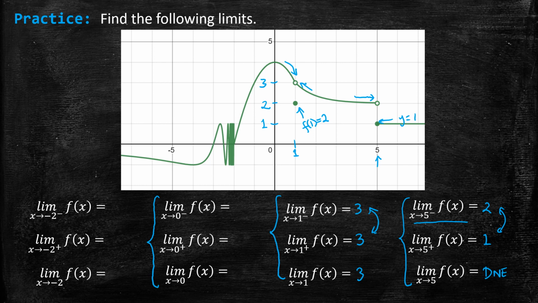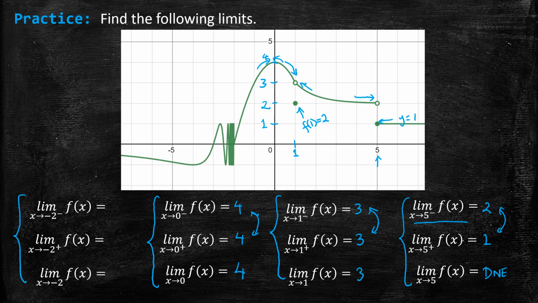Next, 0. So at x equals 0, approaching from the left, we're coming up the curve here. It's clear, there's no doubt about it, that we're approaching 4. From the right, we're also approaching 4. The function has no hole or gaps or breaks in it here. It's continuous. And so therefore, because these match, we can say the limit as x approaches 0 of this function is indeed 4.